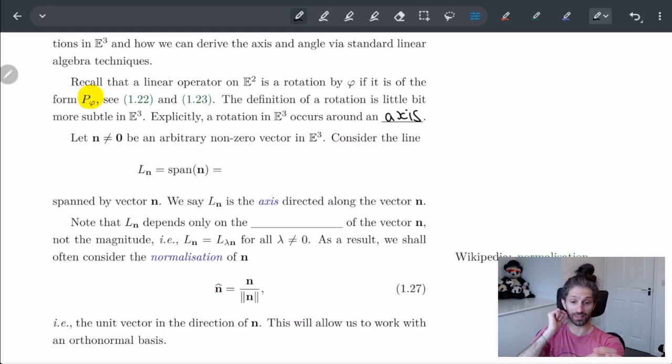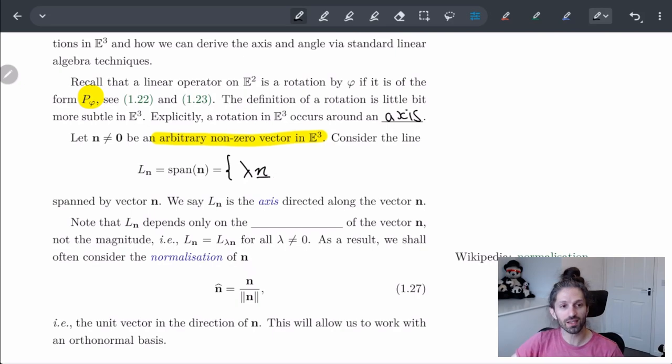Let's see how we define this line. So we have some line, how do we define it? Well, we can just take some vector. Here we'll take some arbitrary non-zero vector, and we'll denote it n. It has to not be zero. And we're going to look at the span of n in three dimensions. So what does this look like? If we remember the definition, this is all the scalar multiples of n, which live inside my space, such that lambda is in R greater than or equal to zero.